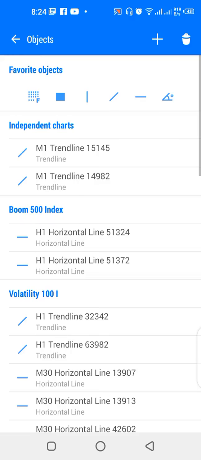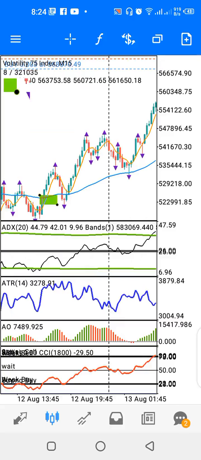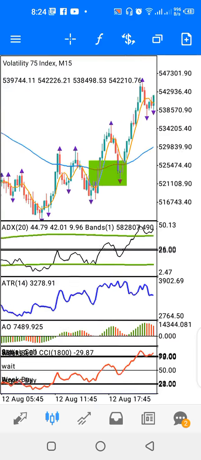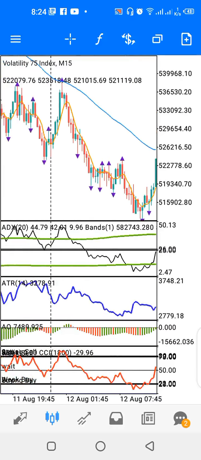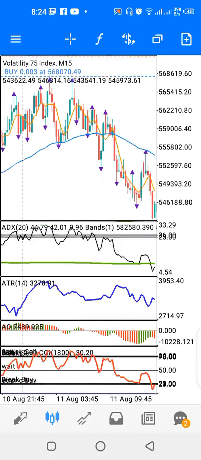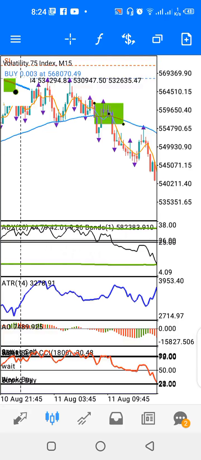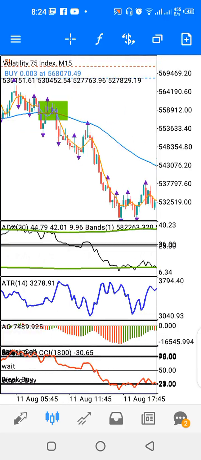Now, we have another situation right here where the 5-period crosses above the 35-period moving average, and then we have another one right here where the 5-period crosses below the 35-period moving average. So this strategy is best used on the 15 minutes time frame.